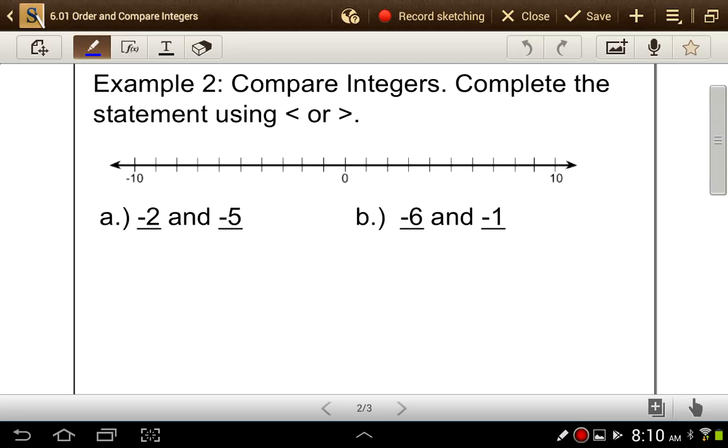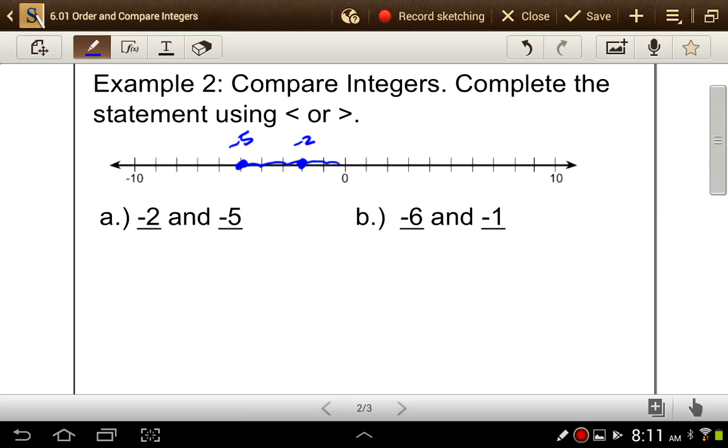Now, what I'm going to have you do is plot these 2 points. So in example A, we have negative 2 and negative 5. I'm going to plot negative 2, so that's going to be negative 1 and negative 2 right here. And then I'm going to put a negative 2 above it so I know which one it is. And then negative 5, I'm going to go to the left, 1, 2, 3, 4, 5. Put my point, and that is negative 5.